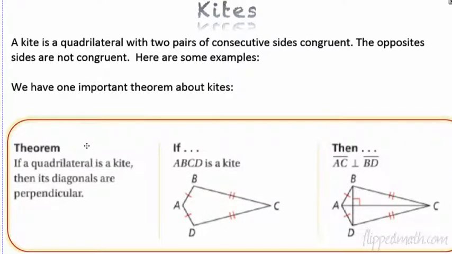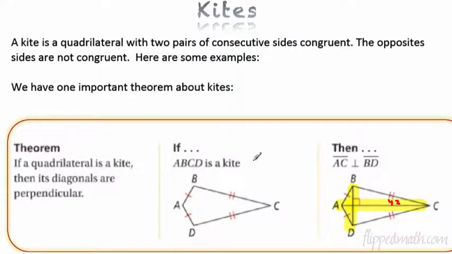So here's the theorem. If a quadrilateral is a kite, then its diagonals are perpendicular. That's one thing we know about kites. If we draw the diagonals, they're perpendicular to each other. One of the things you're going to be asked to do is find the measure of angles. They might give you this angle here as 42 degrees, and want you to find this angle up here.